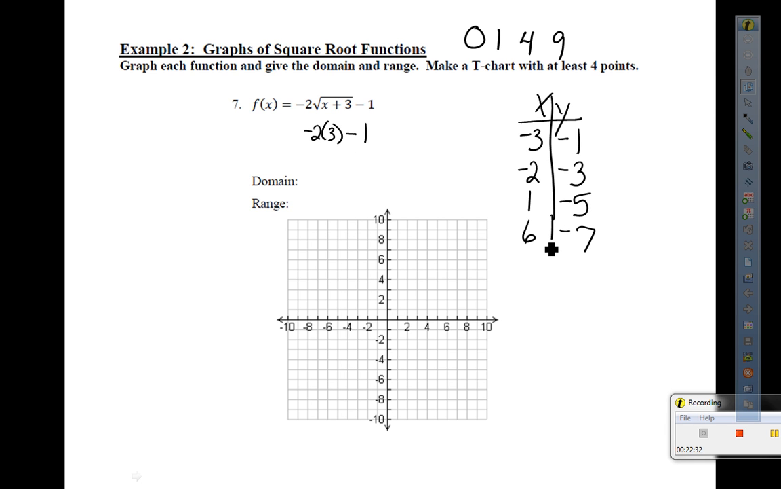And then we got enough to graph it. -3, -1. -2, -3. 1, -5. And 6, -7. So another one that's opening down. My domain, -3 to infinity. My range, the biggest number I'm using is -1. So -infinity to -1.